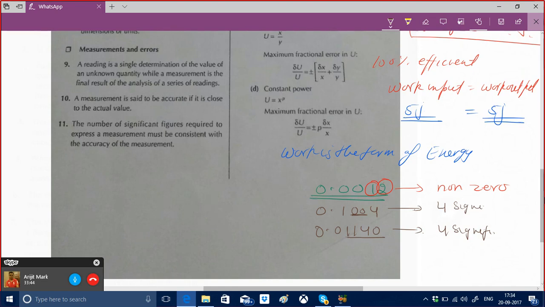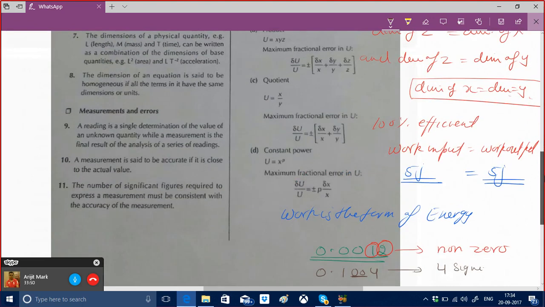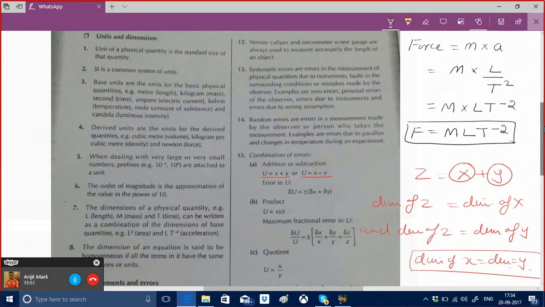Now, come to the next one. I explained what is written on the left-hand side. Now, come to the right-hand side. Vernier calipers and micrometer screw gauge are always used to measure accurately the length of an object. But nowadays we don't usually consider that. If you want a very accurate measurement, then we sometimes use vernier calipers or screw gauge. But otherwise, there are some other means of calculation by which we can do that.